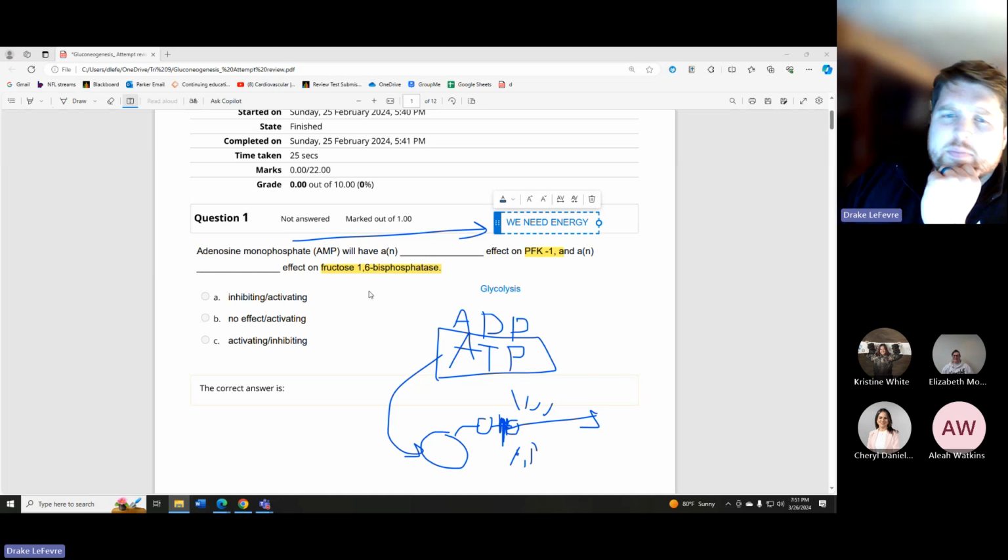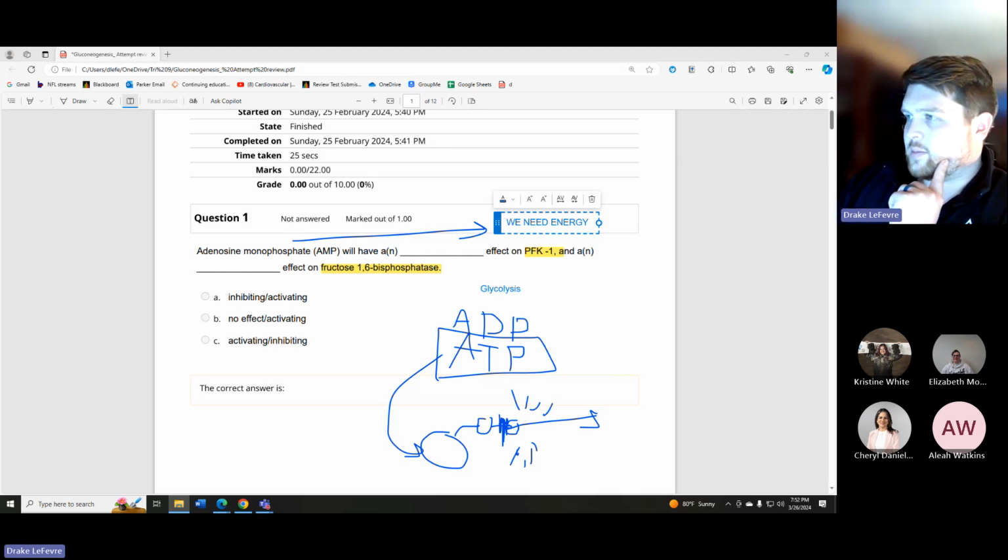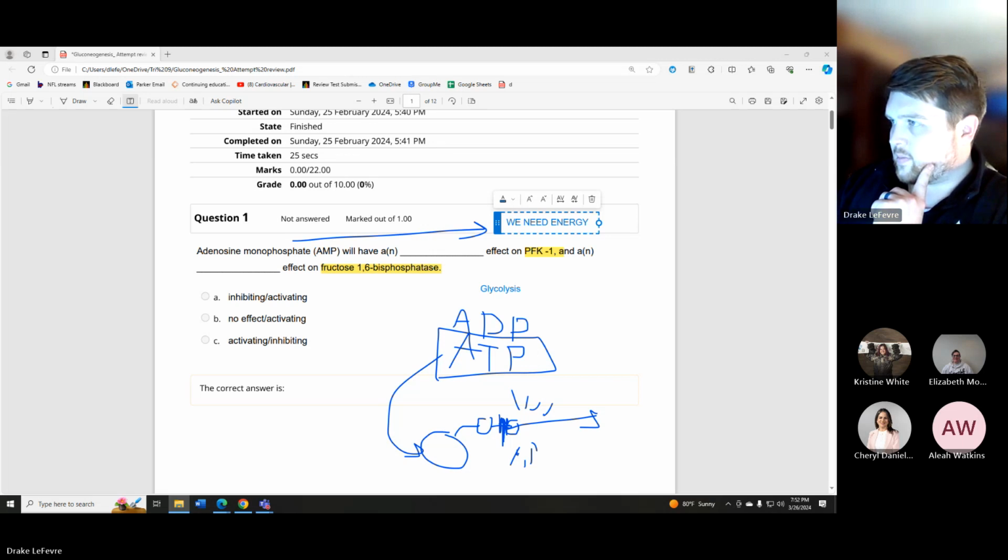I also want to double check because while PFK and fructose 1,6-bisphosphatase both do work during glycolysis, I want to double check the whole process of gluconeogenesis and see if we have overlap with those enzymes working in here as well.